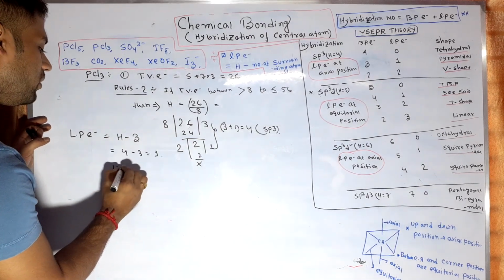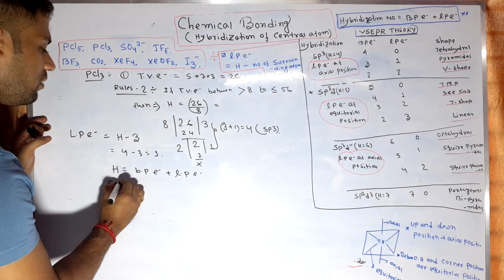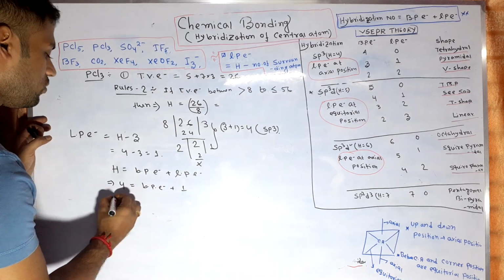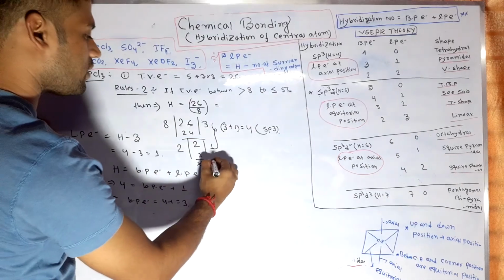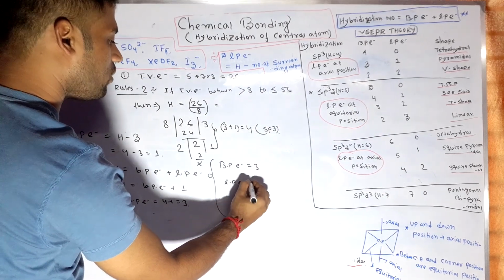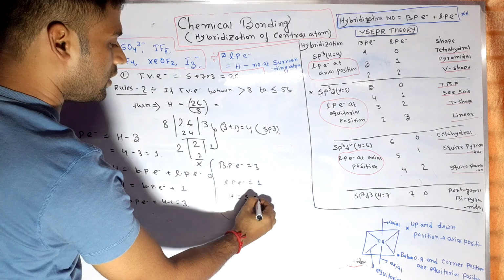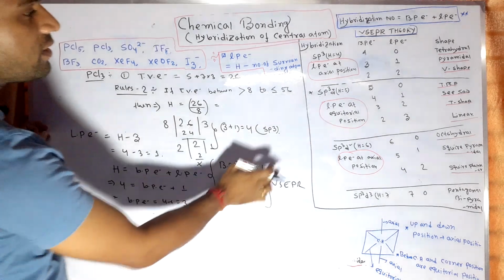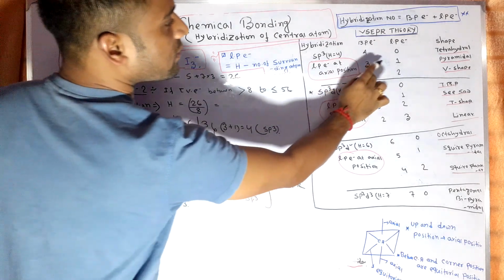We also have another formula: hybridization number is equal to bond pair electron plus lone pair electron. Hybridization number 4, bond pair electron unknown, lone pair electron counted 1. So bond pair electron should be 4 minus 1, which is 3. This data gives bond pair electron 3, lone pair electron 1, hybridization sp3. Then this data helps in the VSEPR model. Hybridization sp3, bond pair 3, lone pair 1. Then the shape is pyramidal.